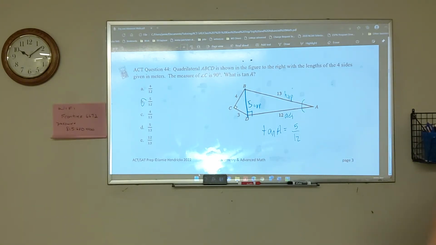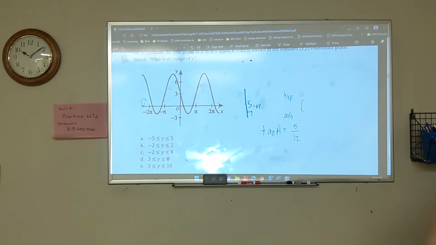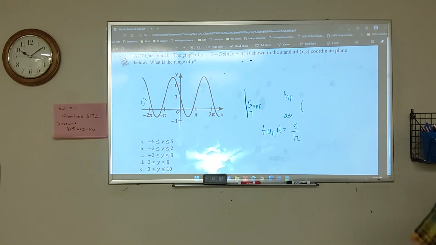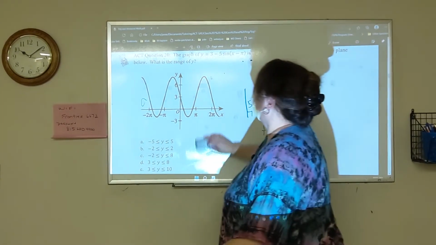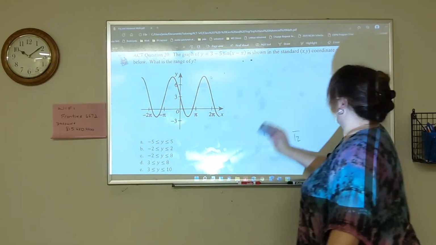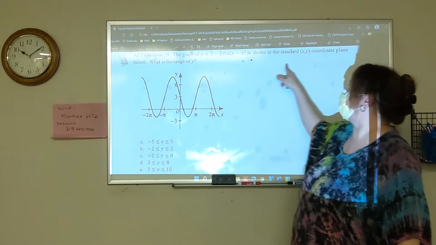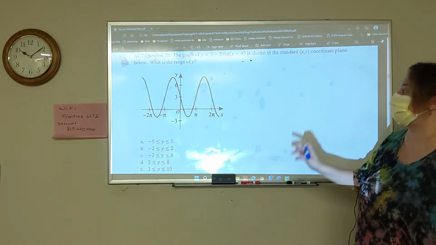The last 2 trig problems are non-SOHCAHTOA trig problems. Now they're ACT problems, but these could show up on either test. Okay, so the graph of this lovely trig function is shown in the standard xy coordinate plane below. What is the range of y?